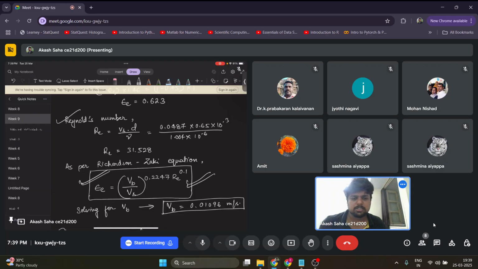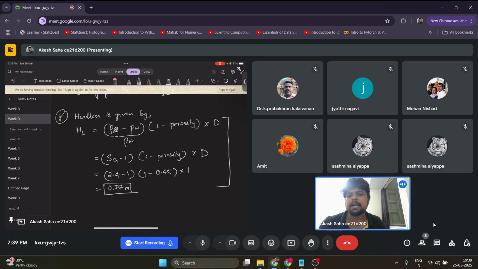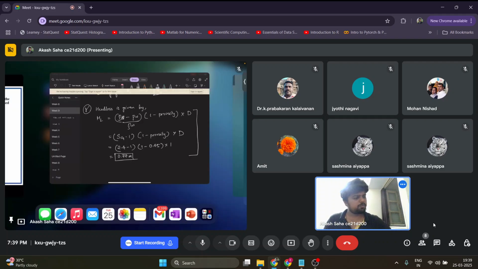Then we calculated the expanded porosity followed by the Reynolds number to get the backwash velocity using the Richardson-Zaki equation. And at last, we also calculated the head loss in the system before the backwashing. So all these 4 problems will help us design a complete filter bed. All this information is required to design the filter. Right. We'll move ahead.